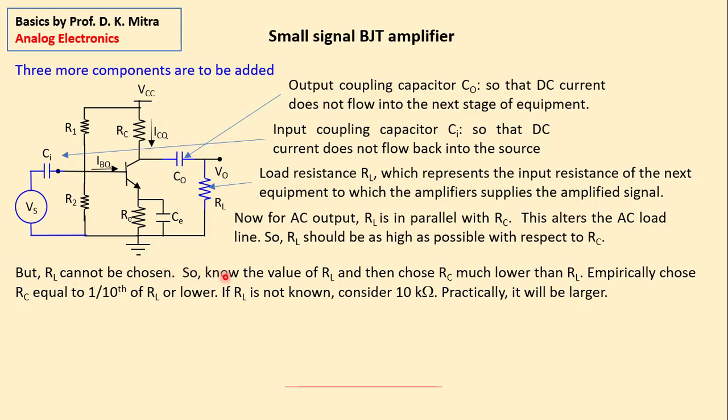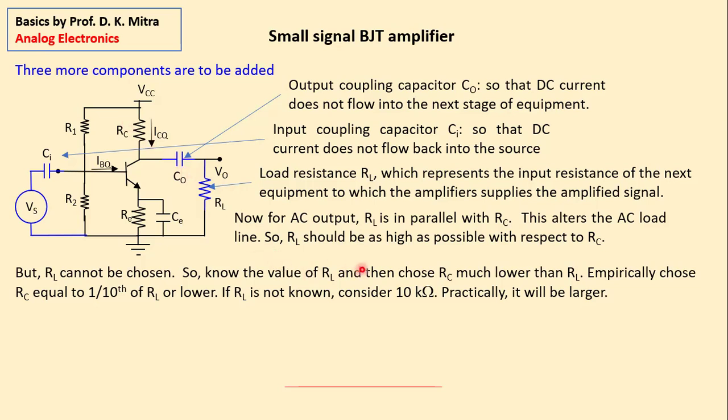Ask them and know the value of RL, that is the input impedance of their equipment. Know RL and then choose RC much lower than RL. Then you are fine. If you choose RC first and you want a high RL, you cannot, people will not allow you. So what do you do? You ask what is the value of RL and then choose RC much lower than RL.